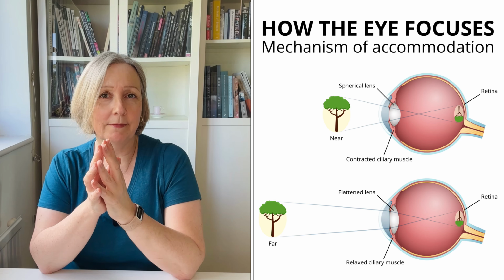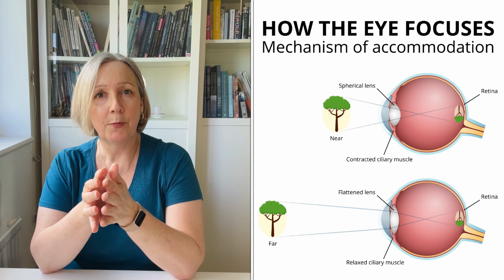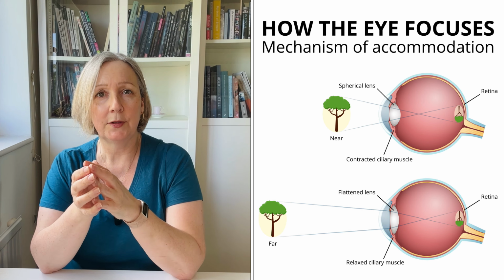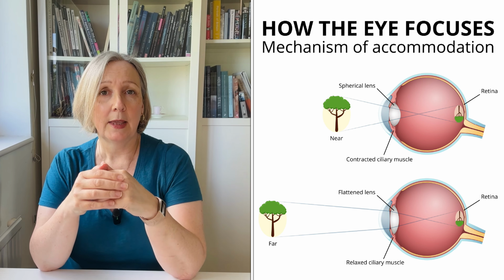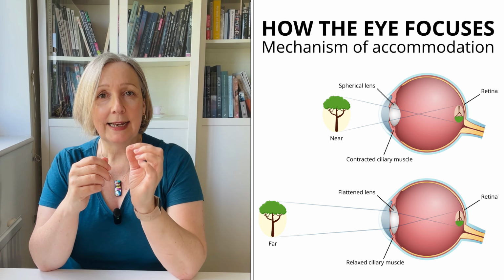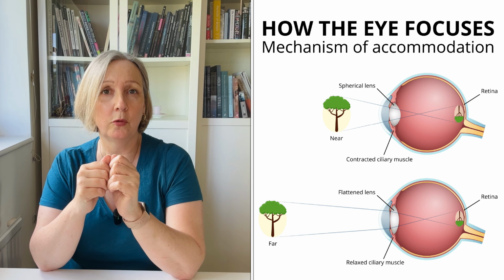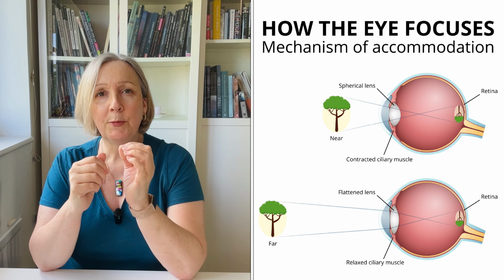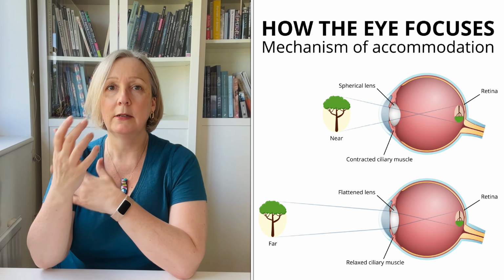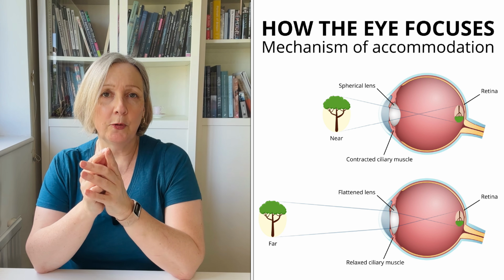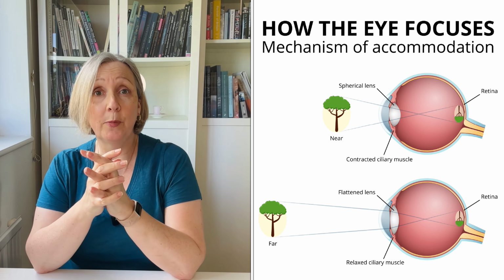What is accommodation? Accommodation is the fancy name for a process by which the eye changes focus from when we look at something far away to when we look at something close up. Inside each of our eyes is a clear lens surrounded by a ring of smooth or involuntary muscle called the ciliary muscle. Smooth muscle isn't like a muscle in your arm, which is a voluntary muscle and under your direct control. Smooth or involuntary muscle is muscle which should just get on with doing its job in the background.